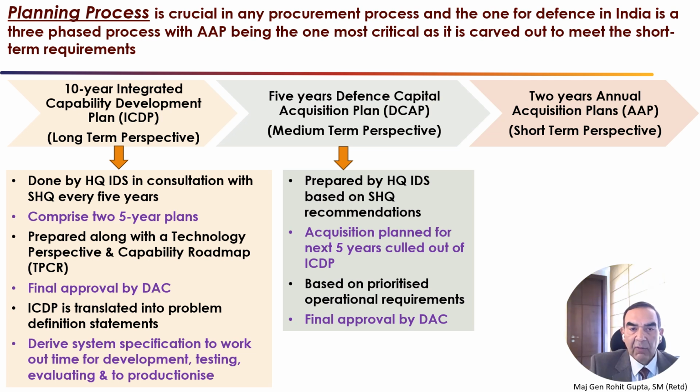Now, this is obviously culled out of the ICDP of the 5 years that are there, and it is based on the prioritized operational requirement as given by the SHQ. In this case also, the final approval is done by the Defense Acquisition Council. Now, all this devolves into a 2-year annual acquisition plan, which is the short-term perspective and can be considered as the working parameter for defense planning and acquisition.